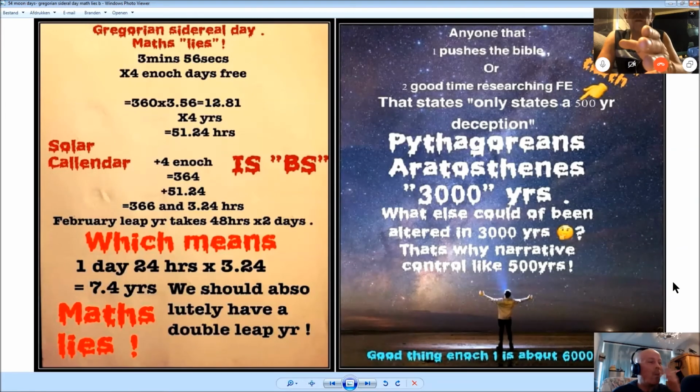So we should also, absolutely, double leap year. We should have another leap year every 7 years. We should have one every 4 years, and we should have a leap year every 7 years. Every 7 and every 4, we should have a leap year. And it's another evidence of how they broke the clock, because of Enoch.